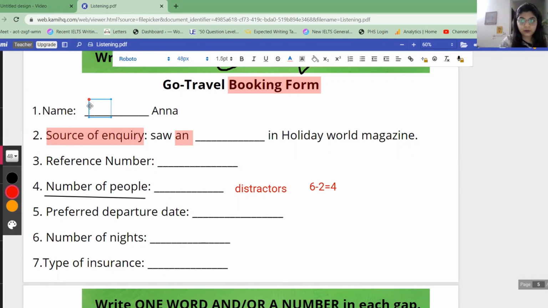Hello, you're through to Go Travel. This is Darren speaking. How may I help you today? Hello, I'm calling to book a holiday. Great. May I take your name, please? Yes, it's Greaves, Anna Greaves.